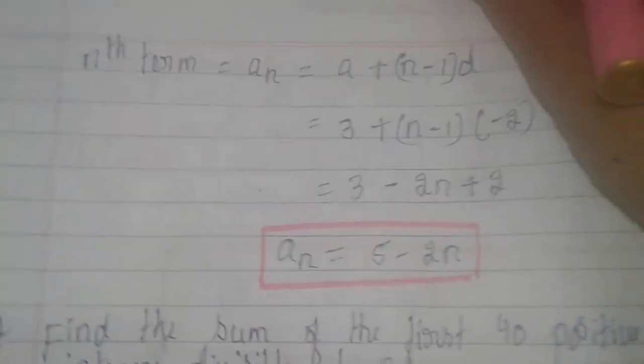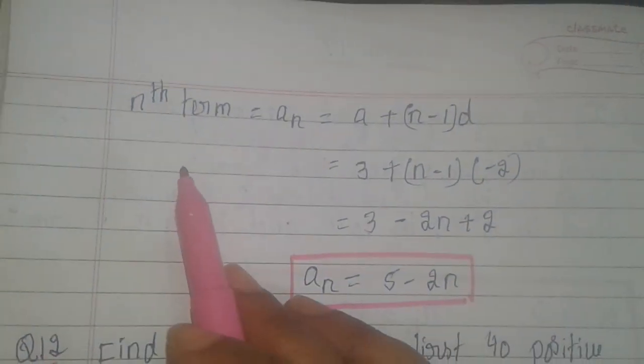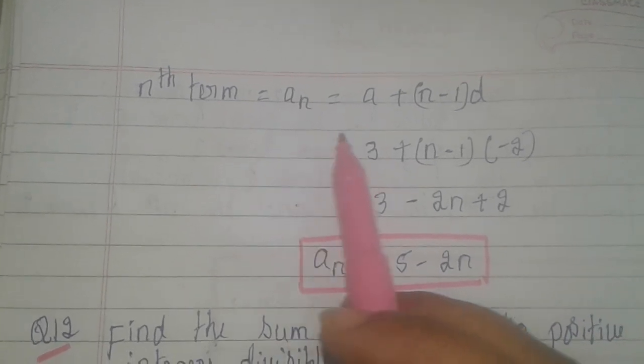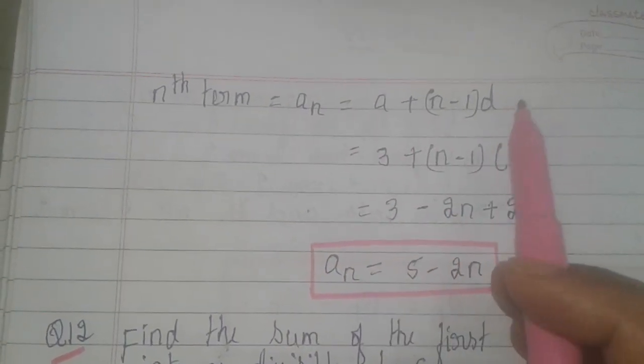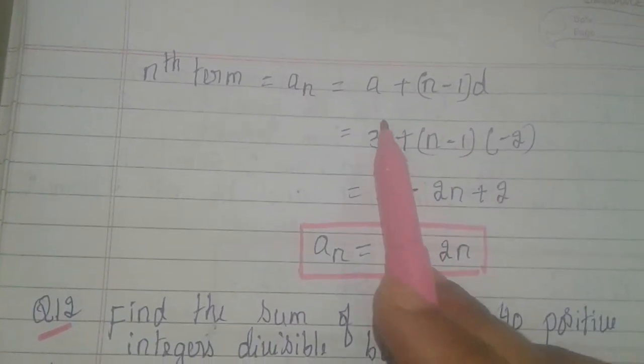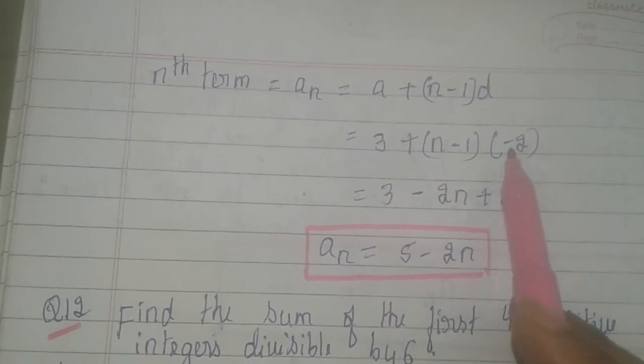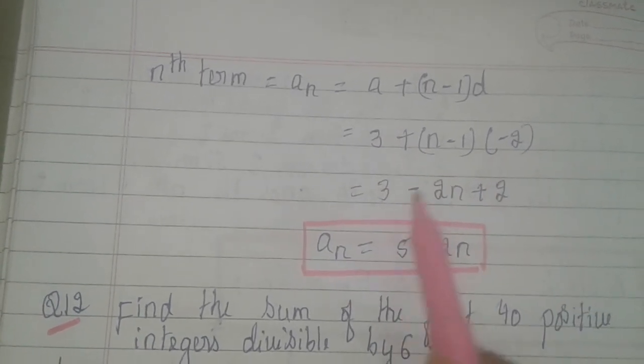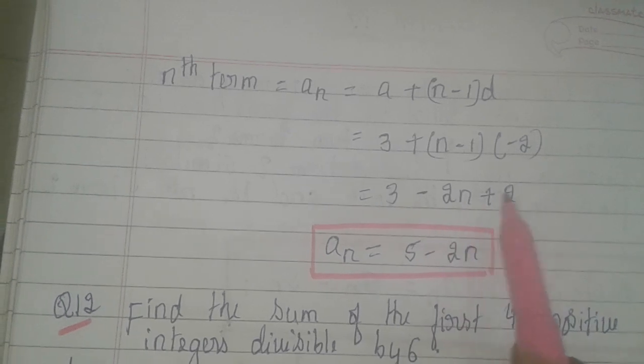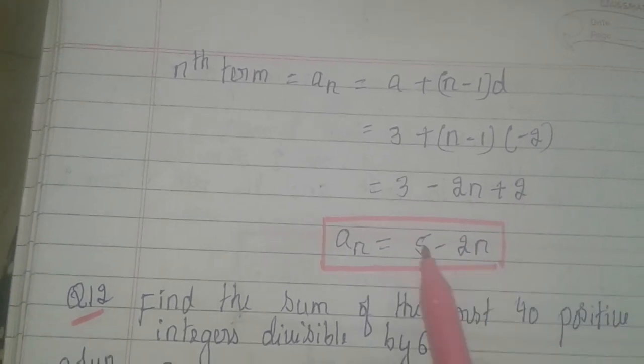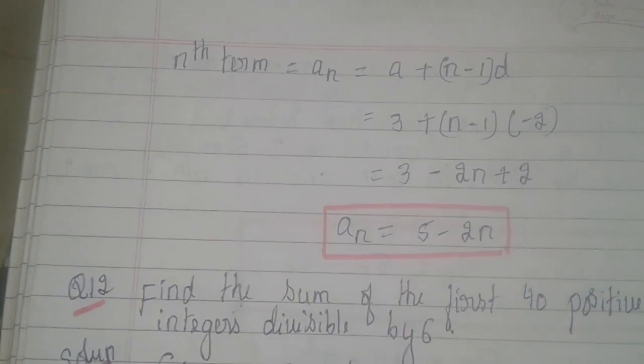Finally, we need to find An. So An is nothing but what? The nth term. That is An equals A plus (n minus 1) into D. That is, A is 3 plus (n minus 1) into D, which is minus 2. 3 plus into minus, minus 2n plus 2, that is 5 minus 2n. So An equals 5 minus 2n.